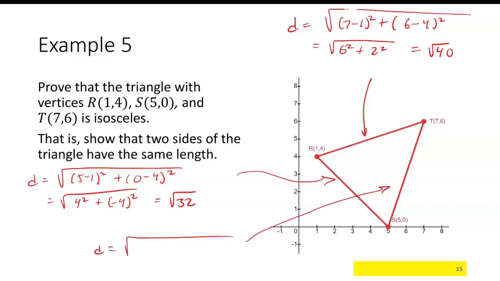The x values are 7 and 5, so I'll go 7 minus 5 squared. The y values are 6 and 0. So this would be the square root of 2 squared plus 6 squared, which is the square root of 4 plus 36, the square root of 40. So between R and T is the square root of 40. Between T and S is the square root of 40. That means this side and this side are congruent, and this would be an isosceles triangle.